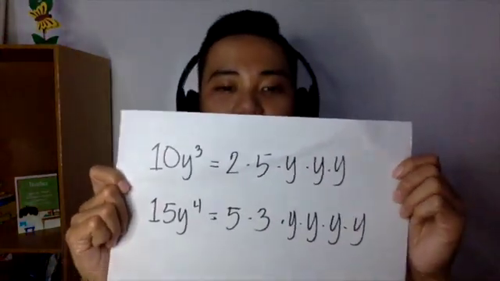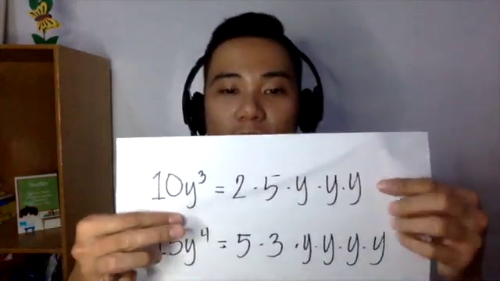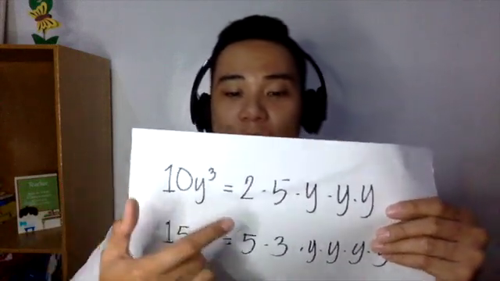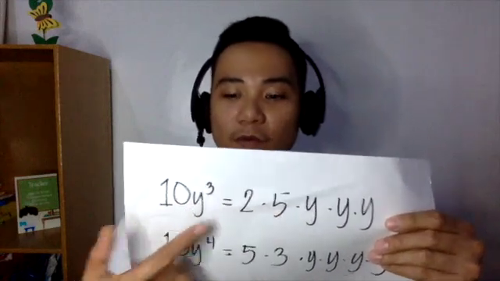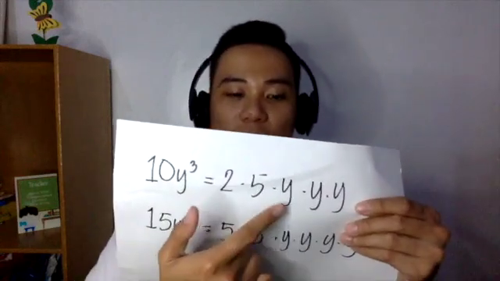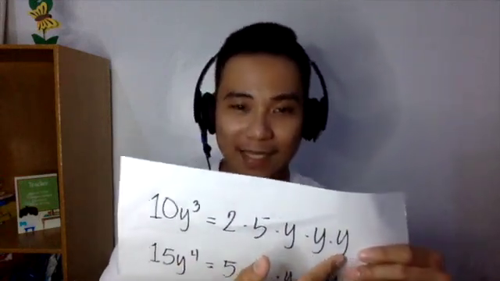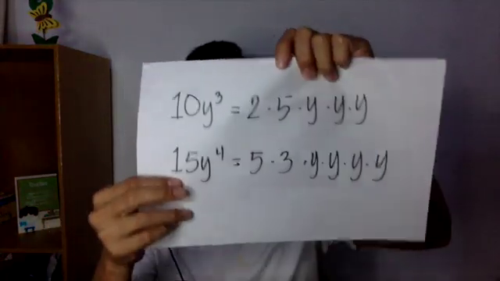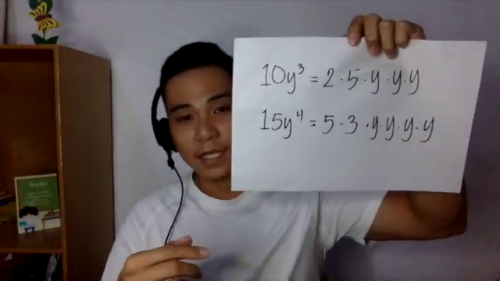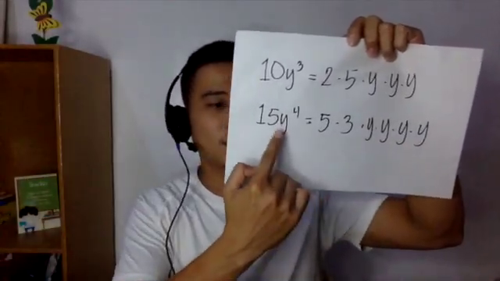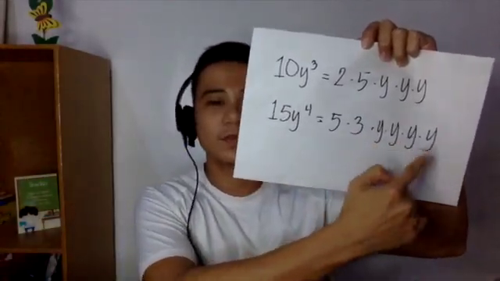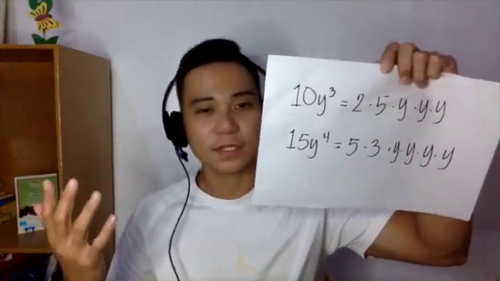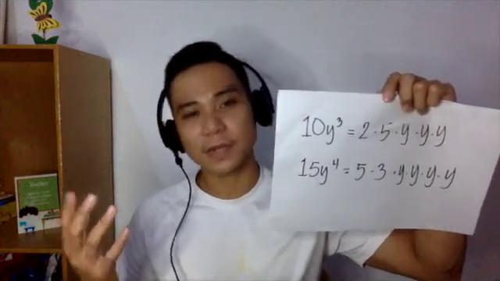For the 10y cubed, the prime factors of 10 are 2 times 5. For y cubed, we have y times y times y. For the 15y to the fourth, the factors of 15 are 5 times 3, and the factors of y to the fourth are y times y times y times y. So what is the GCF of the two polynomials?